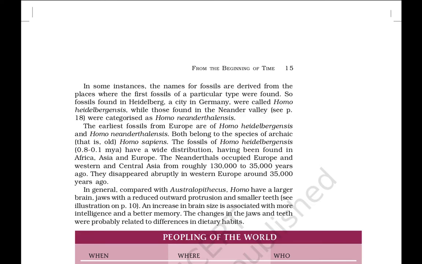The fossils of Homo heidelbergensis have a wide distribution, having been found in Africa, Asia, and Europe. The Neanderthals occupied Europe and Western and Central Asia from roughly 130,000 to 35,000 years ago. They disappeared abruptly in Western Europe around 35,000 years ago.